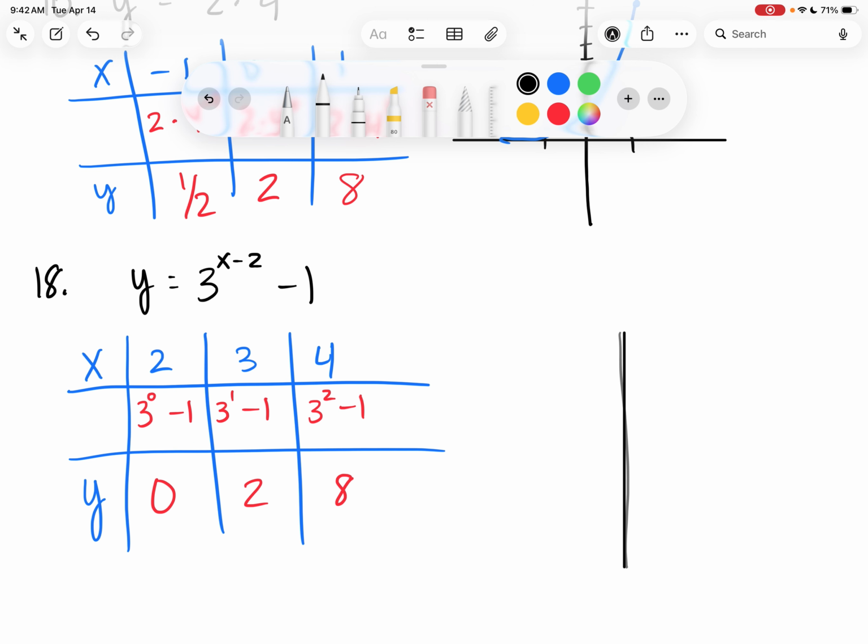So I'm still going to set my graph up more or less the same, except I'm obviously going over to 4 now on the right-hand side.